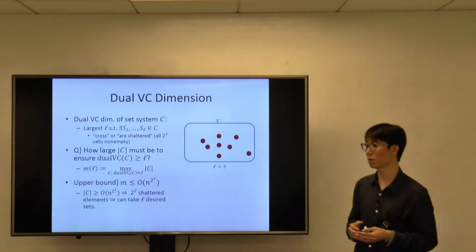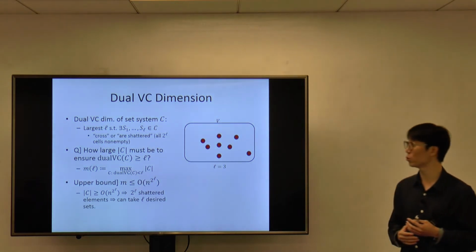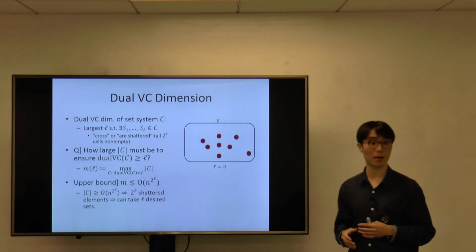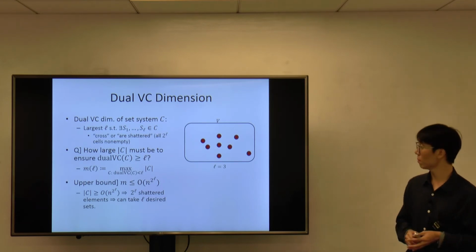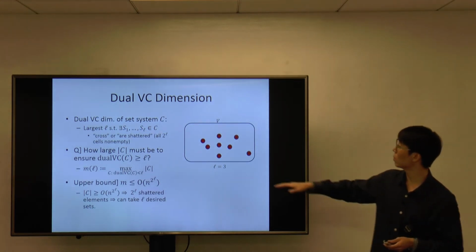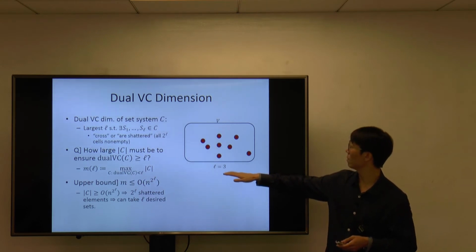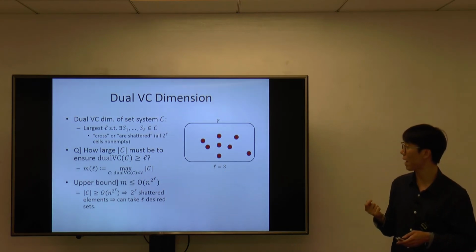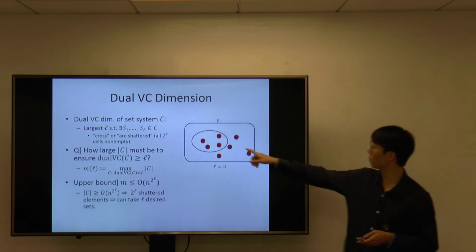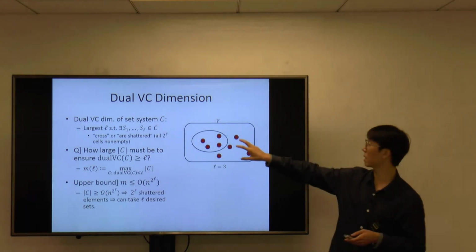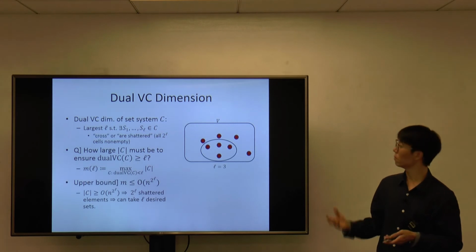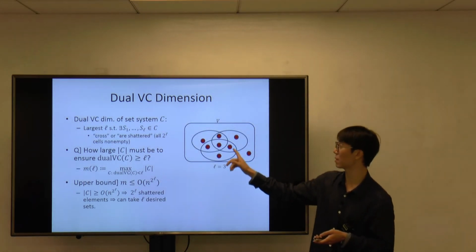So one trivial upper bound is that M is at most n to the 2 to the L. Because if C is larger than n to the 2 to the L, then you can use the usual Sauer's lemma for the usual VC dimension. Then we know that there are 2 to the L shattered elements. In this case, 2 to the L is 8, so if C has more than n to the 8 sets, then we know that these 8 elements are shattered. Which means that for these 4 elements, there is a set in C that contains exactly these 4 elements out of these 8, and then this, and then this. Then we can take these 3 sets.